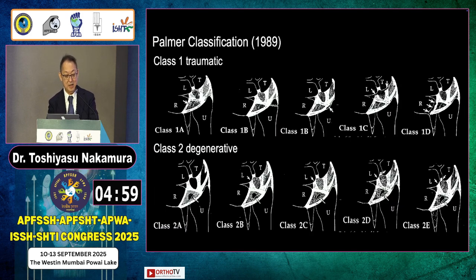The Palmer classification was published in 1989. He mentioned that class 1 is traumatic, class 2 degenerative. Then class 1B is the ulnar side tear. However, this is based on radiocarpal arthroscopic findings. I actually asked Andy Palmer to confirm this, and he did only radiocarpal scope. He didn't do any DRUJ scope.